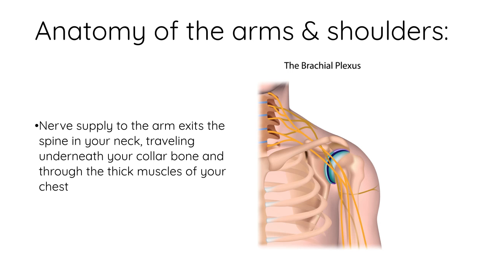The nerve supply to your arm exits the spine in your neck, traveling underneath your collarbone and through the thick muscles of your chest. So there are no muscles on this illustration, but you can imagine, looking at these yellow lines, that they're running through all of the tissue that's on the front of your chest. And if you've ever heard of thoracic outlet syndrome, thoracic outlet is that space above the clavicle there. And a lot of times when there is undue tension and strain in the shoulder girdle, which is what we call your whole yoke of your shoulders and your upper ribs, that space becomes occluded, and then the nerves can't send clear signals down the arm.